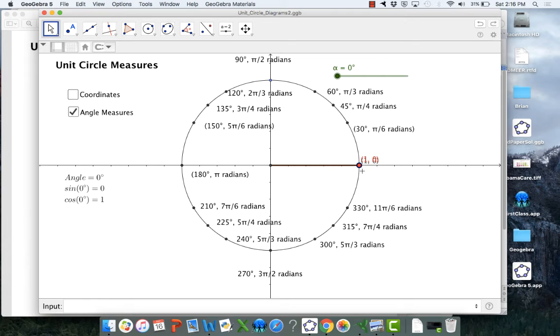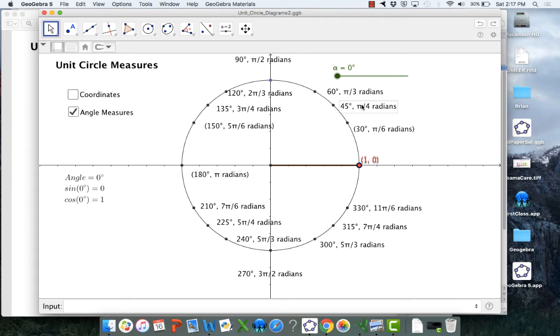But we also have everything marked in terms of radians. So again, as a reminder, a radian is an angle measure where pi is equal to 180 degrees. So when we rotate the full circle, that would be a rotation of 2 pi. What that means is that every 30-degree increment is an increment of pi over 6. So 30 degrees has a radian measure of pi over 6. 60 degrees is 2 pi over 6 or pi over 3. 90 degrees is 3 pi over 6 or pi over 2, and so on, all the way around the circle.